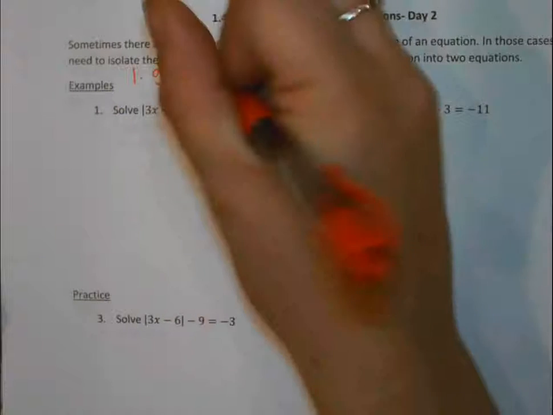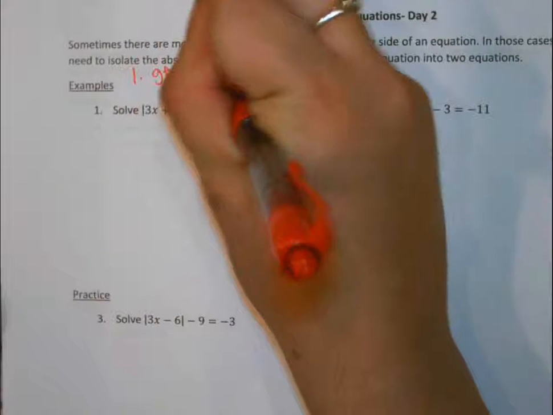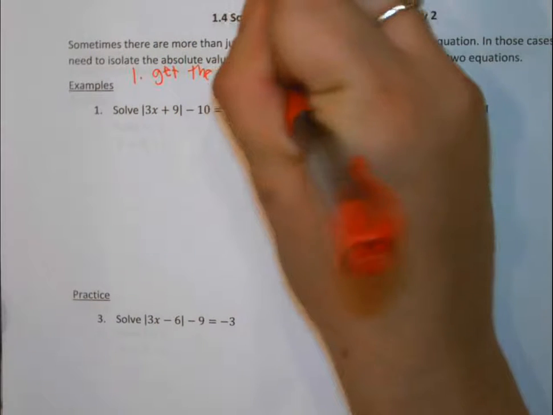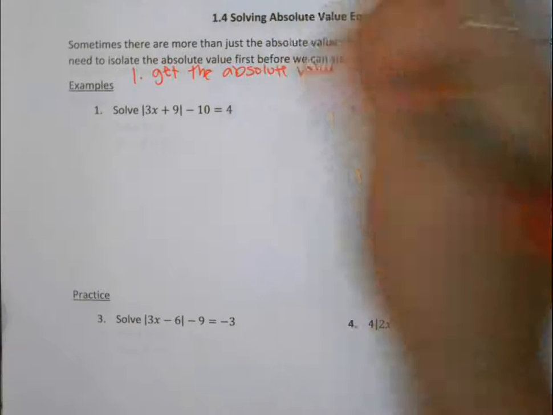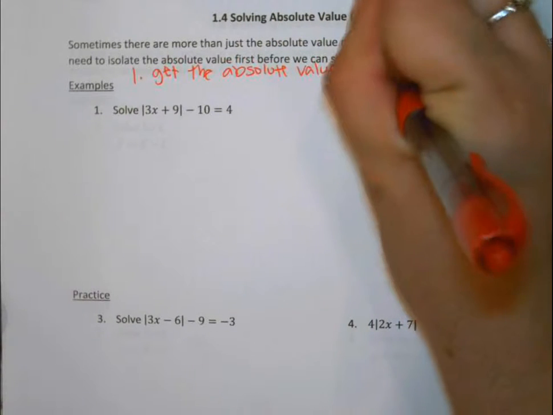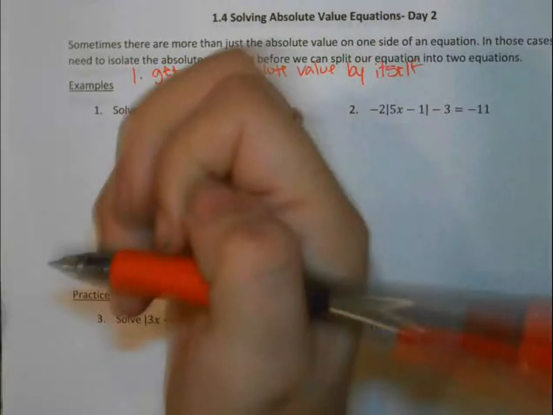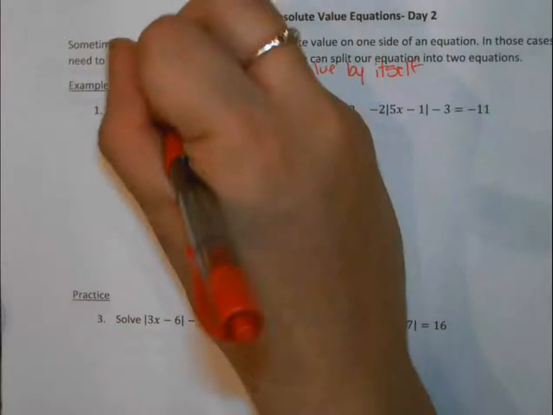So, first get the absolute value by itself, and the second step is split into two equations.